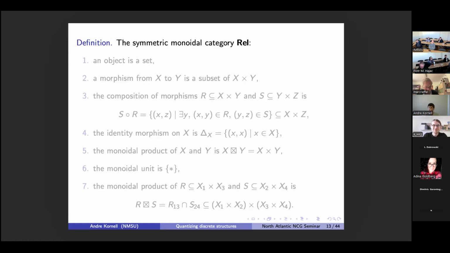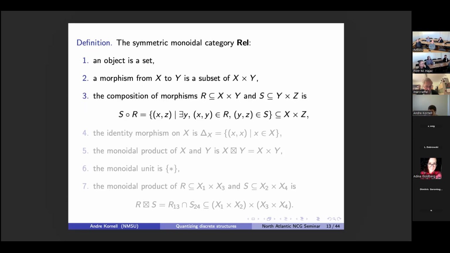Okay. So now I'm defining the symmetric monoidal category REL. So I'm basically defining first order logic from another language. An object is a set. A morphism from X to Y is a subset of the Cartesian product X times Y. The composition of two morphisms, in other words two relations, is just the same as their composition as though they are maps.